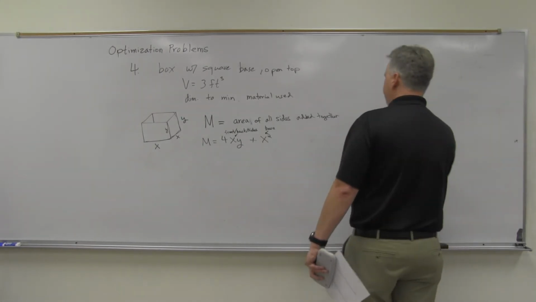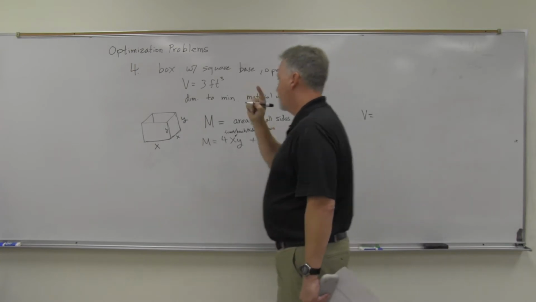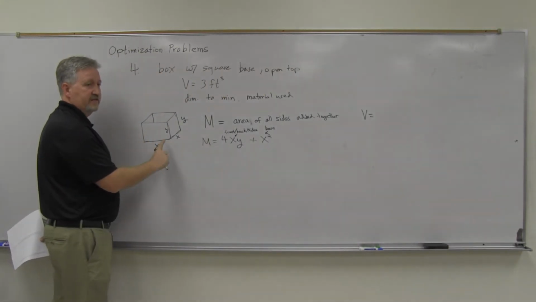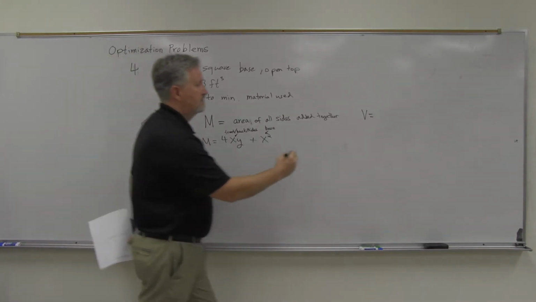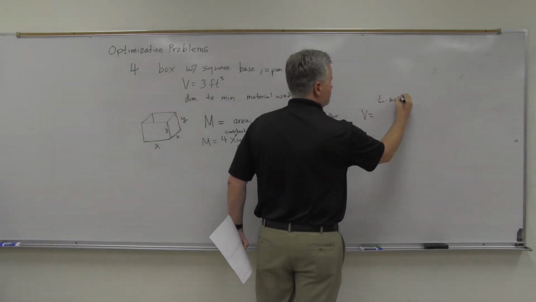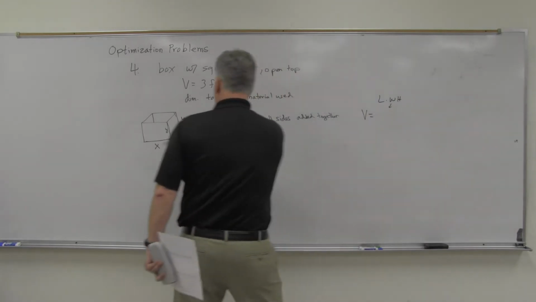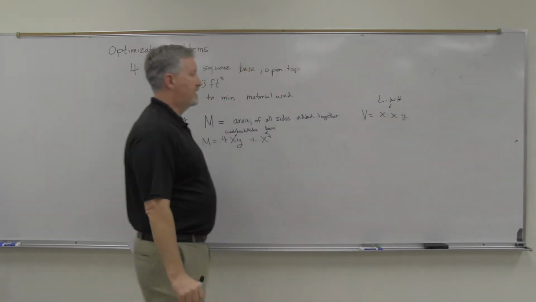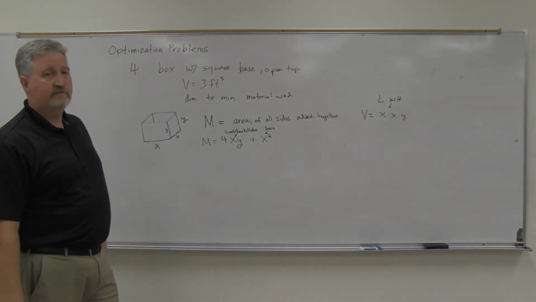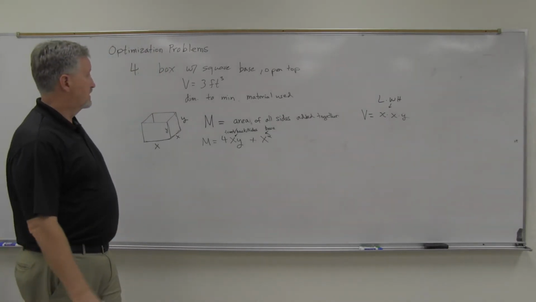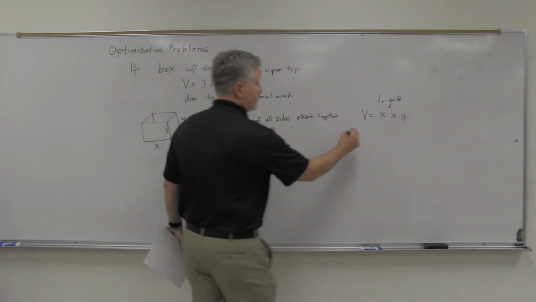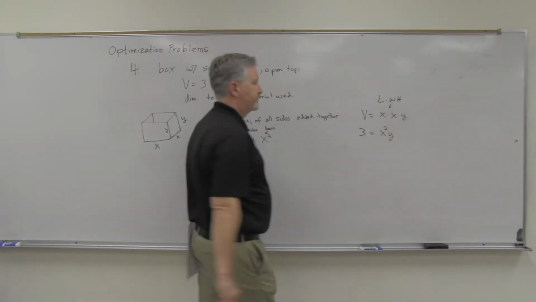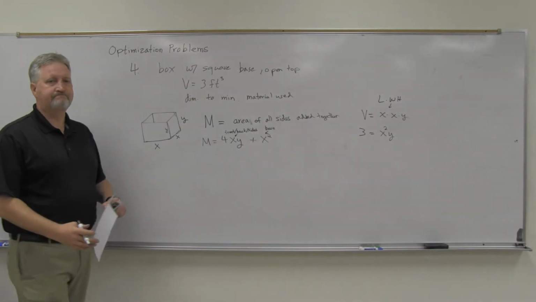And that would be the volume. The volume we know is 3 feet, but what's the volume of this box? Well, the volume of a box is length times width times height. The length is x, the width is x, and the height is y. So we've got xxy for the volume. We know the volume's 3, so we've got 3 equals x squared y. Simplify it as much as we can.